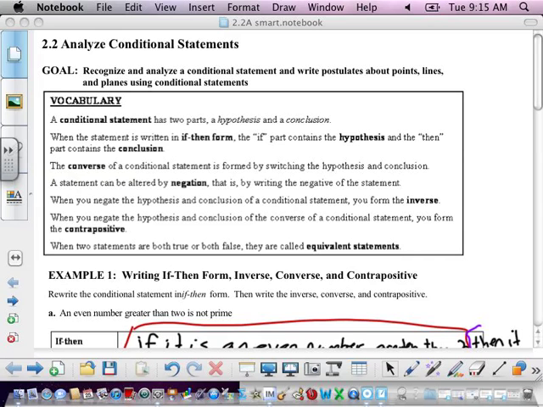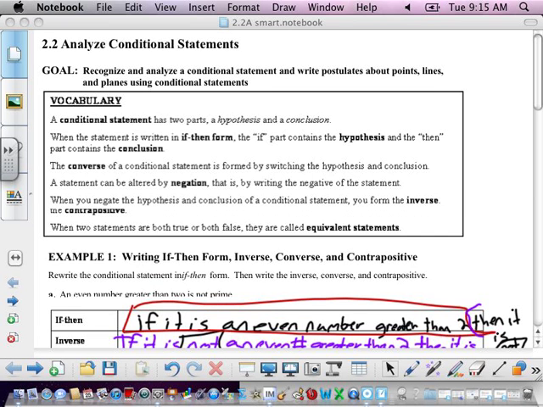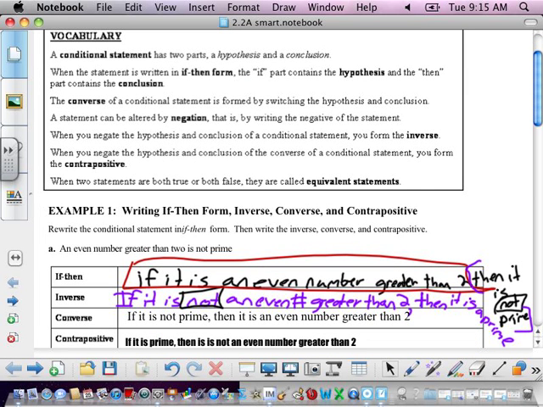Write it in if-then form. Then write the inverse, converse, and contrapositive. An even number greater than 2 is not prime. So we're going to write: if an even number is greater than 2, then it is not prime. So we've got if an even number is greater than 2, then it is not prime.